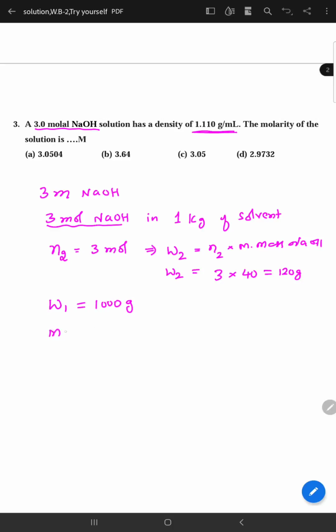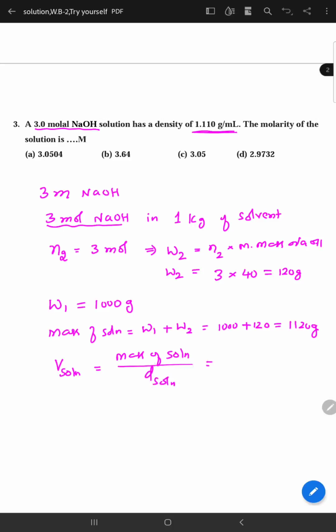So now you can calculate the mass of solution. The mass of solution is nothing but the mass of solvent, w1, plus the mass of solute, w2. So that will be 1000 plus 120, that is 1120 gram. That is the mass of solution. Now using this, you can calculate the volume of solution. Volume of solution is nothing but mass of solution divided by density of solution. The mass of solution is 1120 gram. The density of solution they have given is 1.10 gram per ml. If you simplify this, you will get 1009 ml. That is the volume of solution.